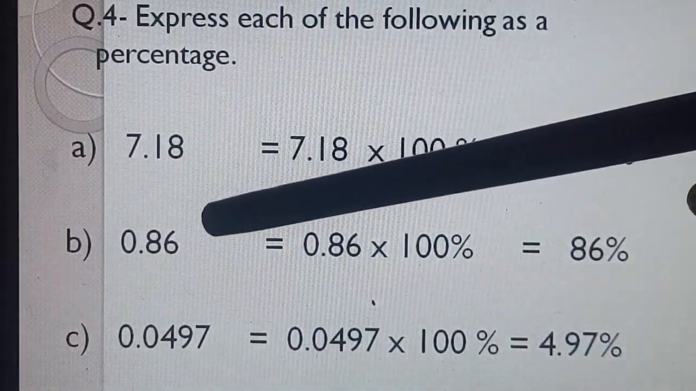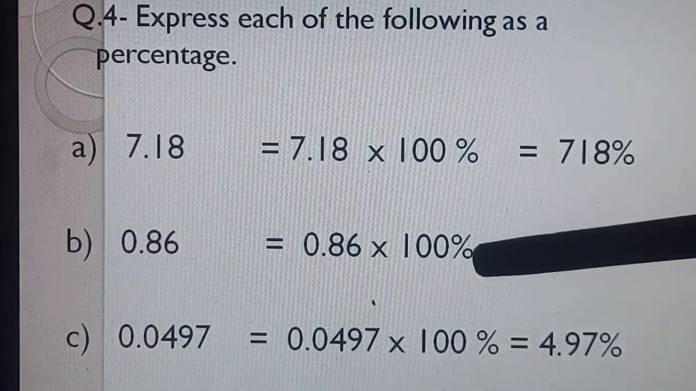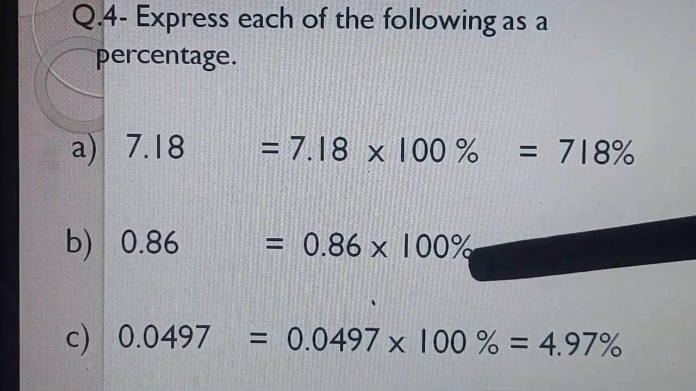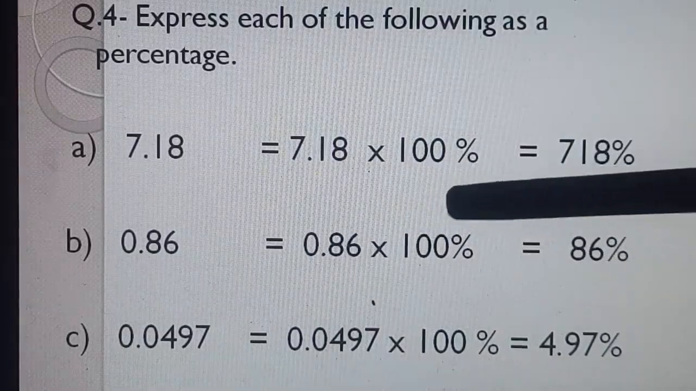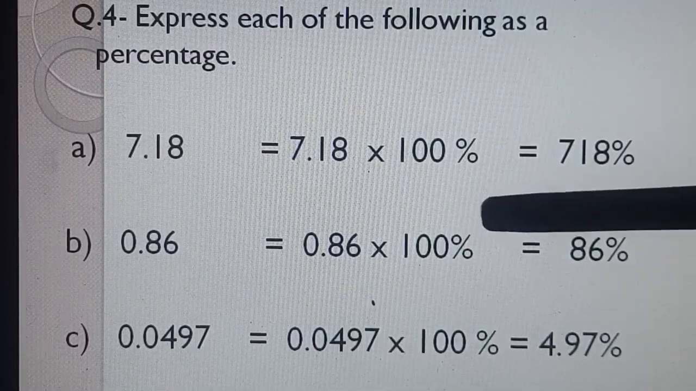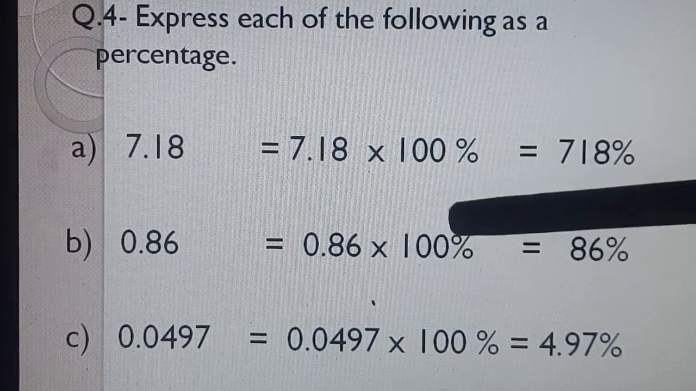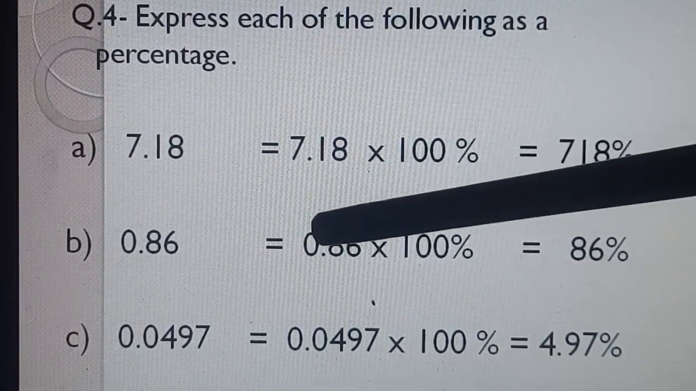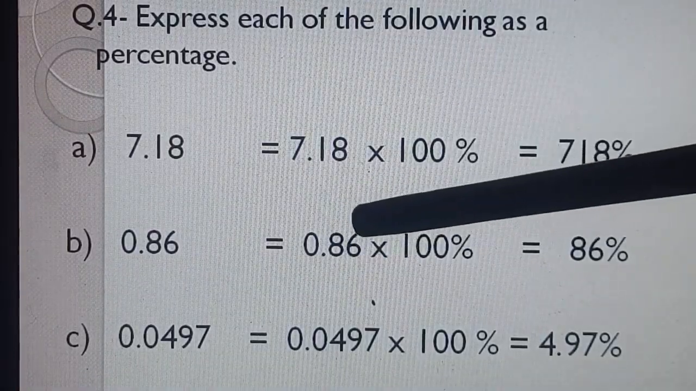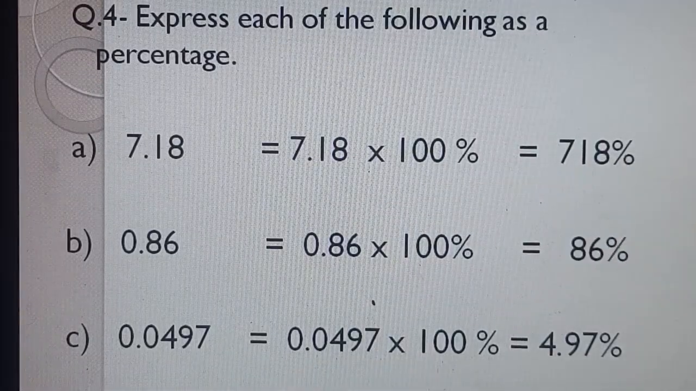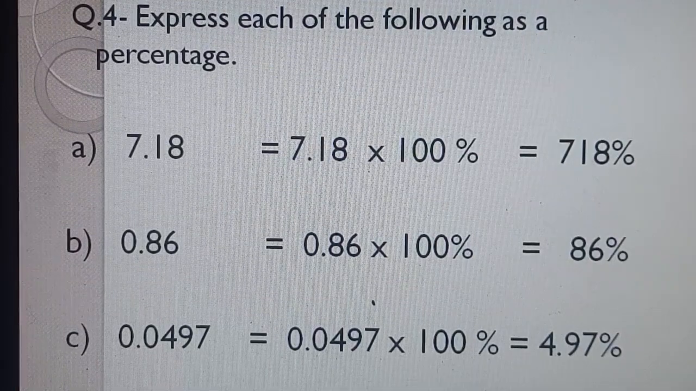B part, 0.86. Now you start telling me what is the process. First of all, 0.86 multiply by 100%. Understood? Now shifting of the decimal, as multiplication is here, decimal will move to the right side, forward. How many places? Multiply by 100. 100 contains 2 zeros, so 2 places forward. So decimal will shift 2 places forward, it will become 86.0%, or we can say 86%. Understood?